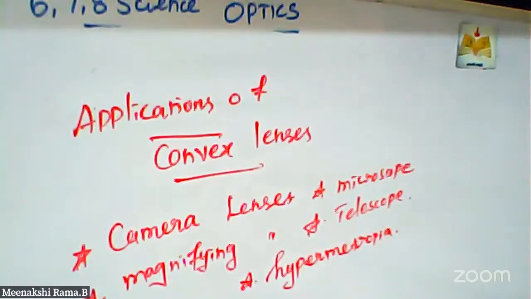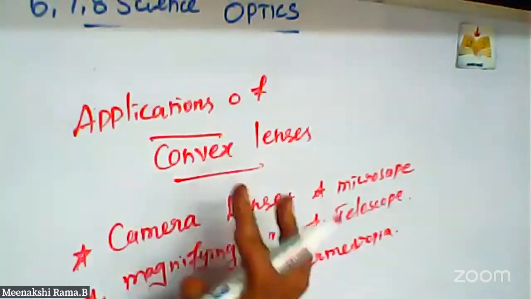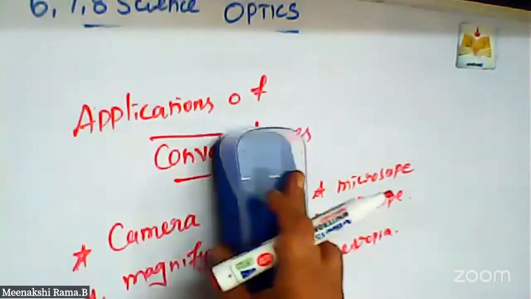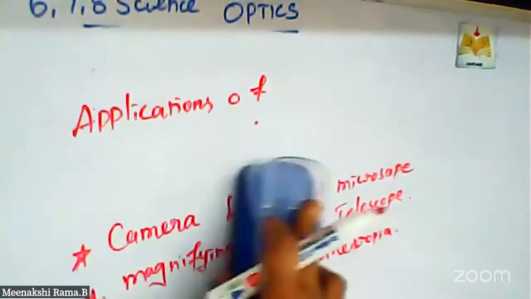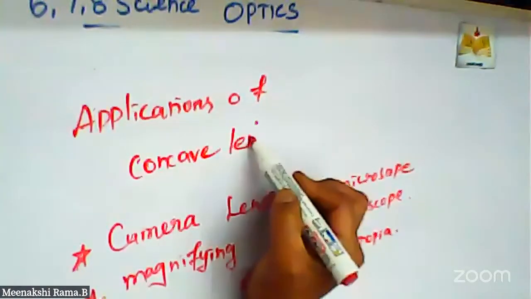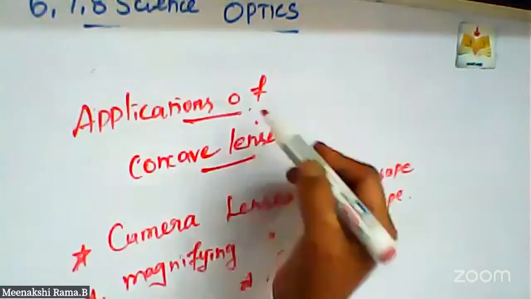Okay, these are the applications of convex lenses, and the next one is applications of concave lenses. This is just the opposite. Hypermetropia is corrected by convex, and myopia defect is corrected with the help of concave lenses. When we use the concave lens, the myopia defect will be cleared.